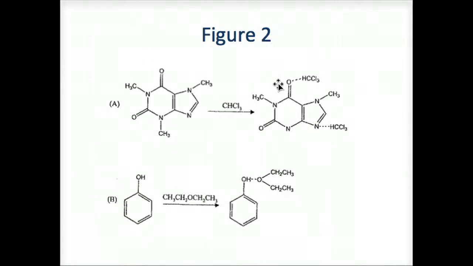In the upper reaction, you see caffeine. Drug interaction with solvents is illustrated with caffeine and chloroform. Here's chloroform, the solvent. And down in this panel B, phenol with diethyl ether. As illustrated in this slide, caffeine is more easily extracted by chloroform than by diethyl ether because caffeine accepts a hydrogen bond from a donor solvent like chloroform, but has no hydrogen atoms to donate to a solvent such as diethyl ether. But phenol does.